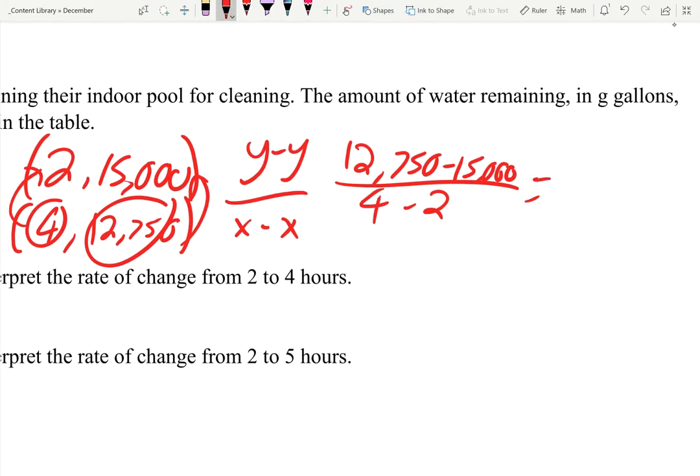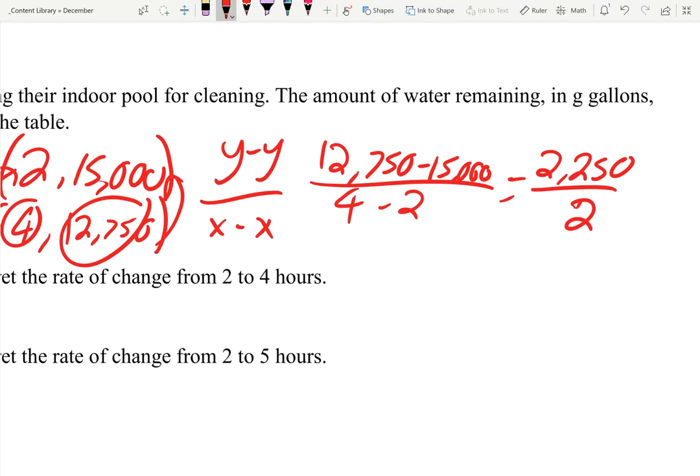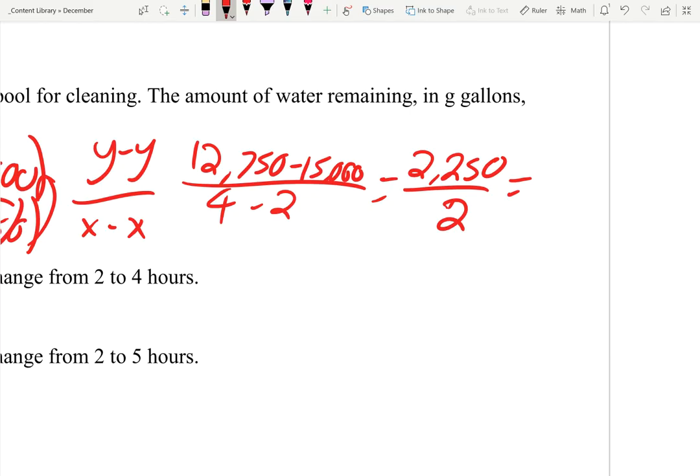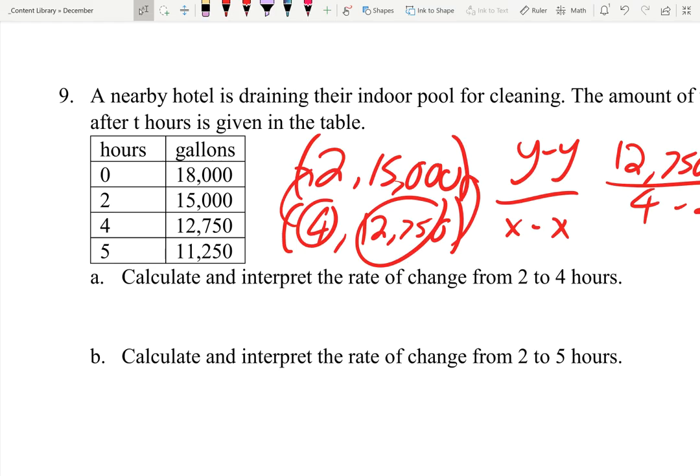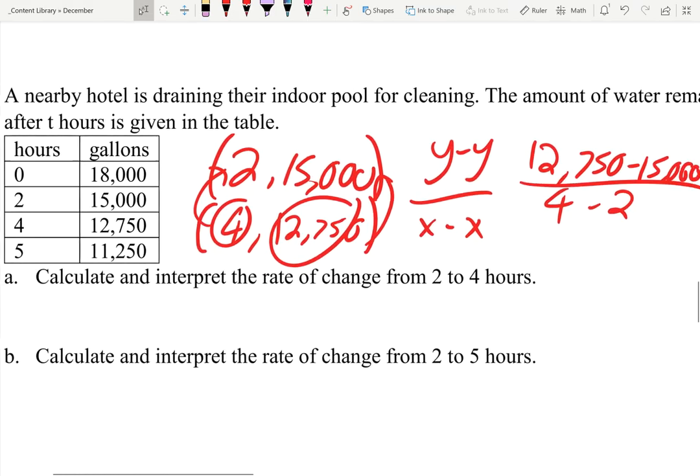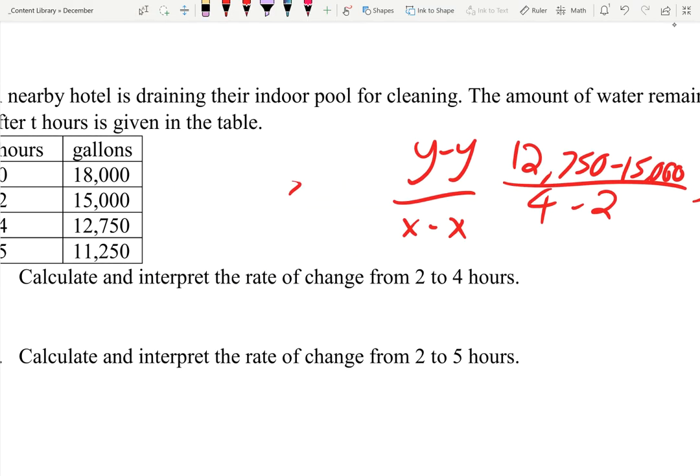So when I calculate that, that'll be 2,250 over 2, which is, again, using a calculator here, 2,250 divided by 2, which is 1,125. 1,125 is the rate of change just between those 2 points. Not for the whole thing, but just between those 2 points. Okay? And repeat this process for the next one.